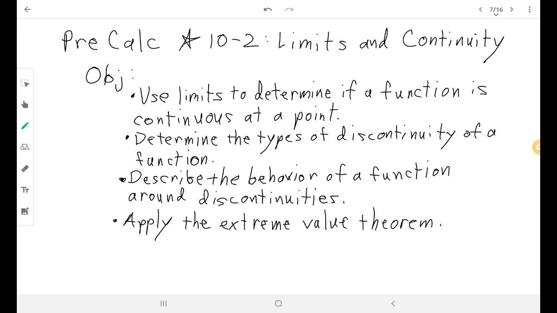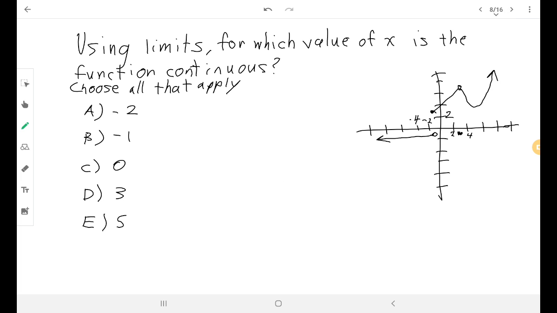So this goes a lot with 10.1, where we saw a lot of discontinuities. We saw those jump discontinuities. We're going to see things like that. We're going to see holes. We're going to see all sorts of stuff. So let's take a look at our first problem.